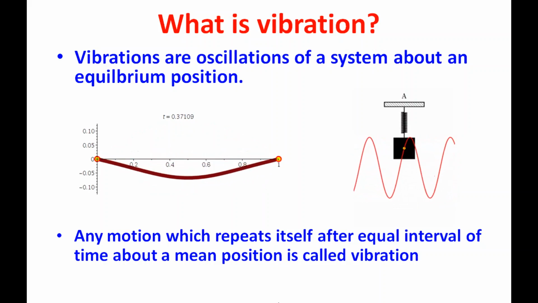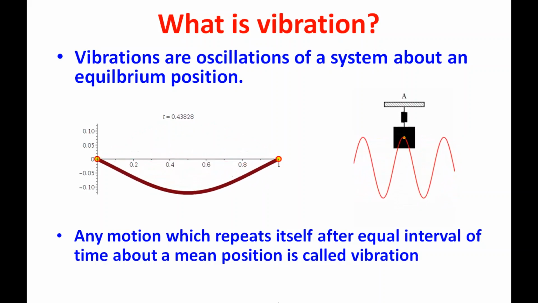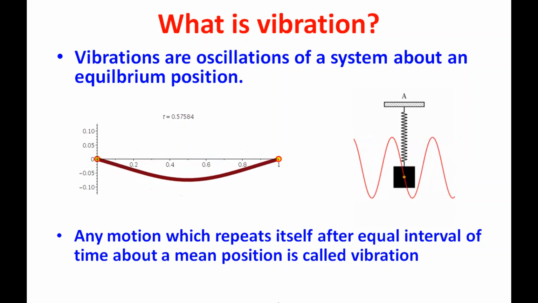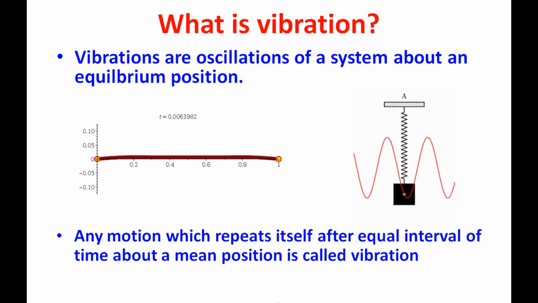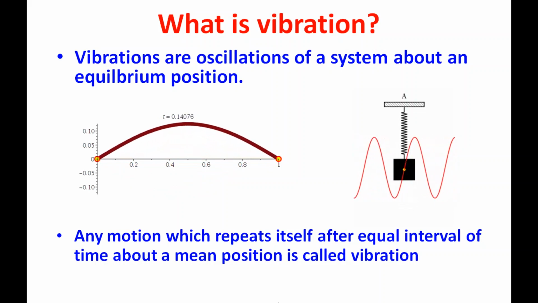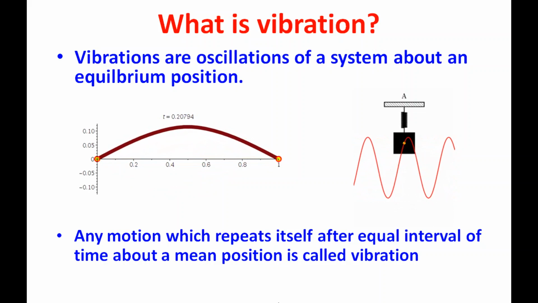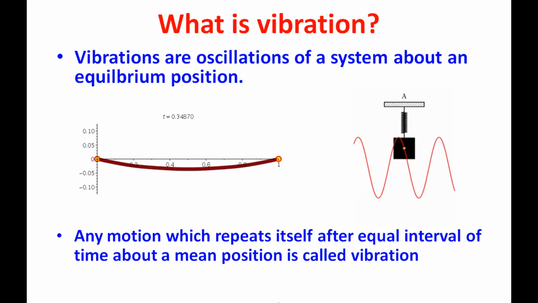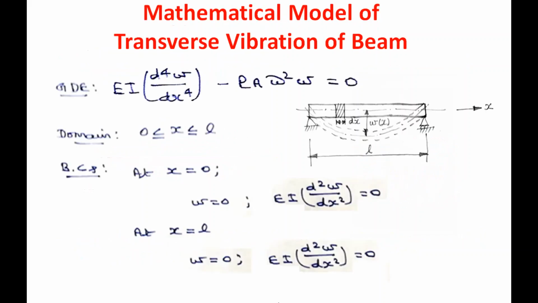If you want to solve any vibration problem through the finite element method, first we have to convert the vibration problem into a mathematical model. For that, we assume that the vibration follows simple harmonic motion. Based on the simple harmonic motion equations, we derive the mathematical model for a vibration problem.